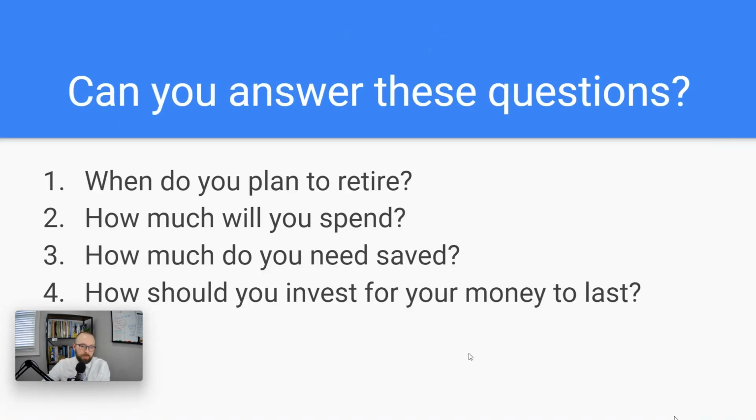So all this being said, I want to reinforce these questions. Can you answer the four questions we have really talked about? When do you want to retire? How much do you want to spend in retirement? How much do you need to have saved to meet those goals in retirement? And then, how should you invest your money to last in retirement and build to retirement?